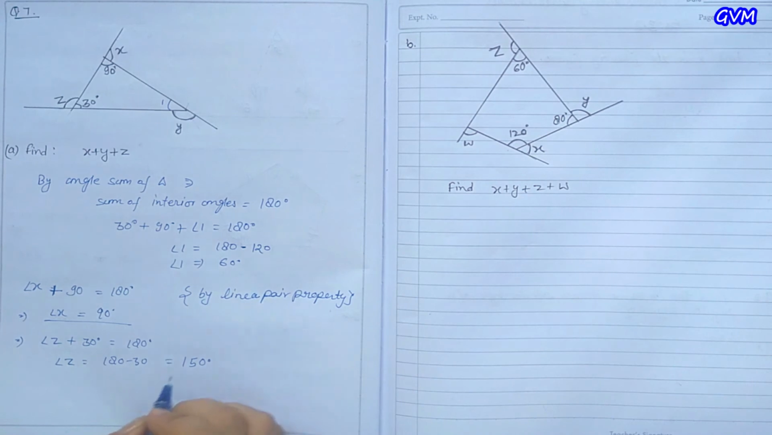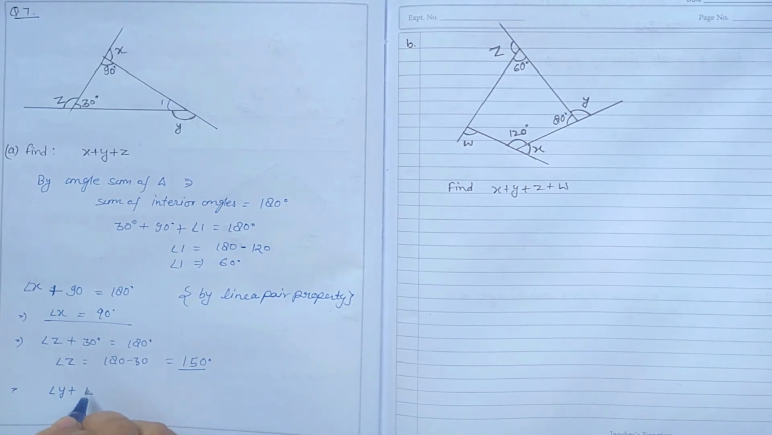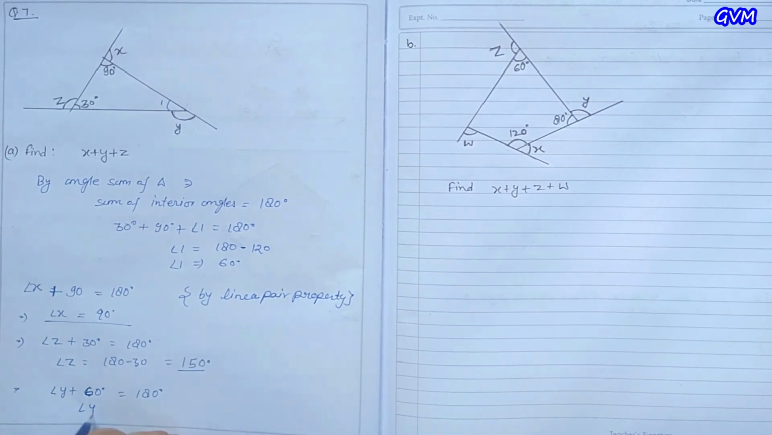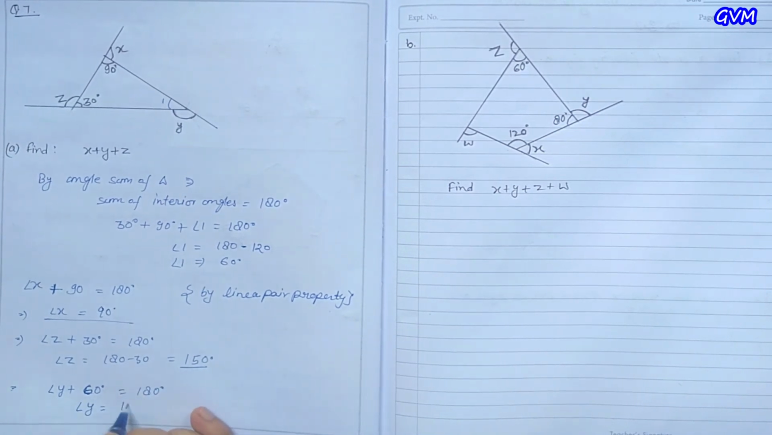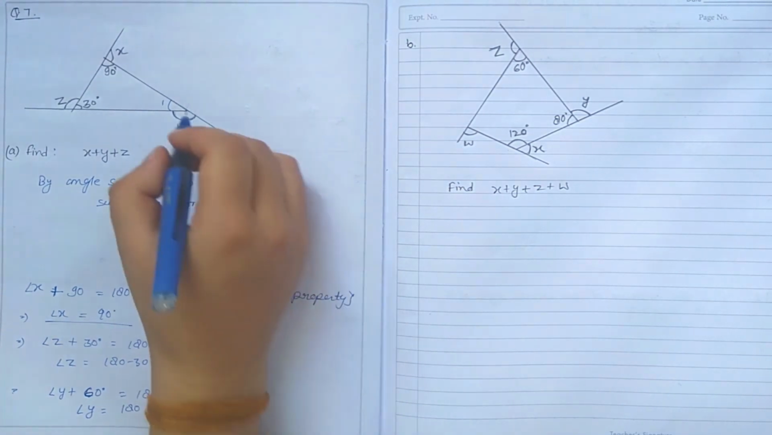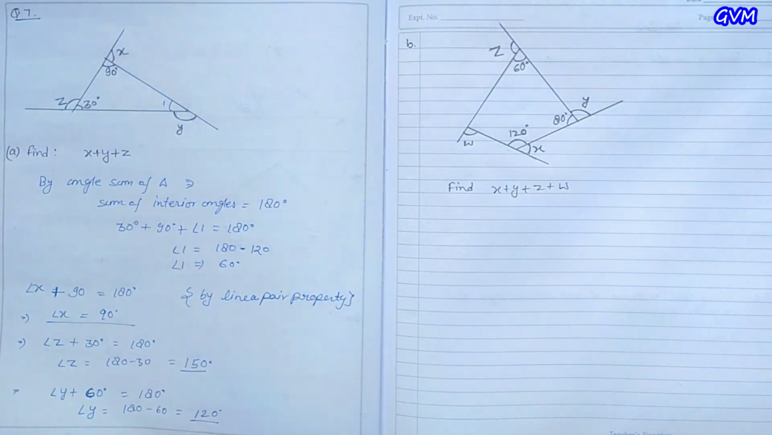So angle z we have is 150 degrees, and similarly angle y plus 60 degrees. Angle 1 we have is 60 degrees, this will become 180 degrees, and from here y is equal to 180 minus 60, we have 120 degrees. So this angle y is 120 degrees. So this is your question number 7 and part 1. Let's come to part B.